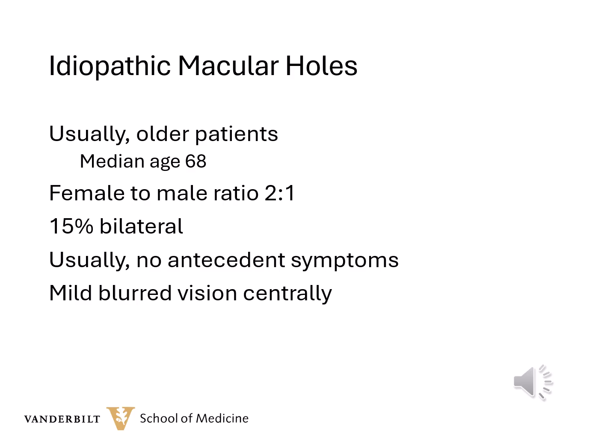Usually, there are no antecedent symptoms, meaning someone will not come in and say, my vision's been gradually getting worse for 6 months. They will come in and say, my vision really changed in the past month, and I closed one eye and I just can't see in the central area.